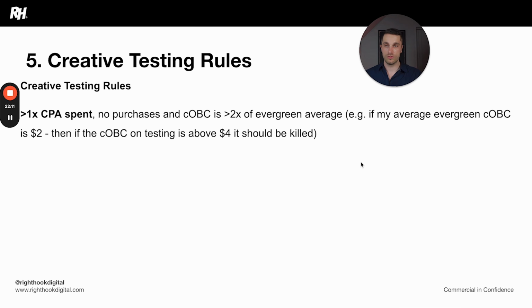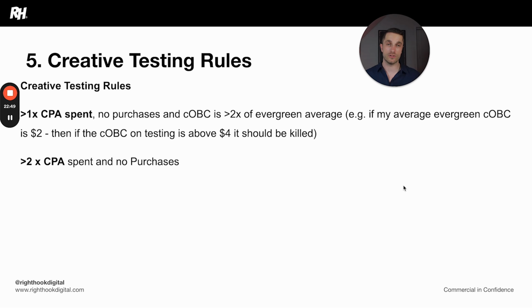So our rules of how we work are based off, again, target CPAs. If you've spent 1 times your CPA and you haven't had any purchases yet, but your outbound click is still in line with your evergreen average, evergreen meaning ads or campaigns that are scaling or that have held constant, and that's what outbound click stands for, and it's within that range, keep it on, as sometimes you can get more incremental purchases over time as Facebook learns.